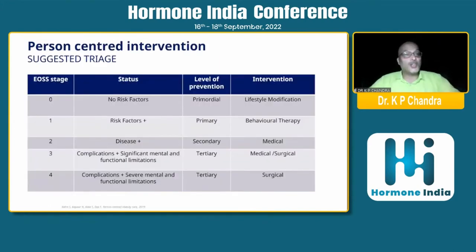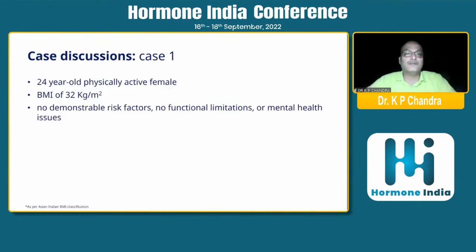Person-centered intervention: stage 0, there is no risk factor, only primordial prevention has to be given, lifestyle modification has to be done. Stage 1, risk factors are there, primary prevention, behavioral therapy is to be done. Stage 2, stage 3, and stage 4, there is disease, complications, and severe mental and functional limitations. These would require secondary and tertiary prevention, aggressive medical and surgical therapy wherever indicated.